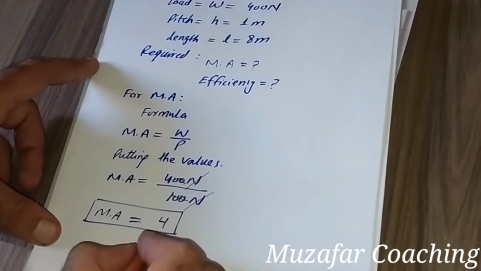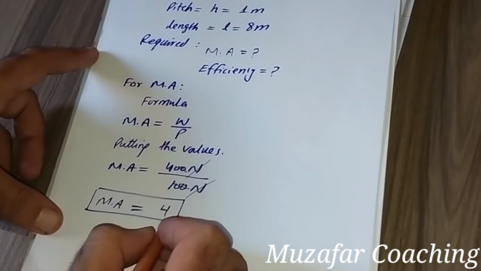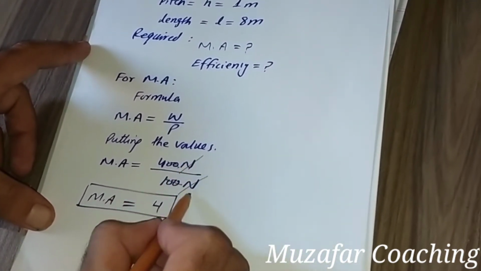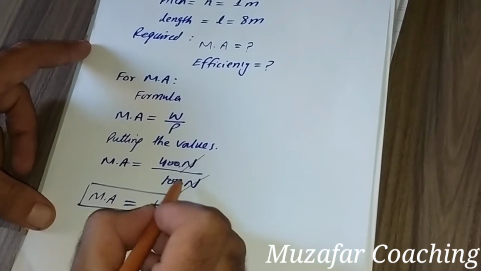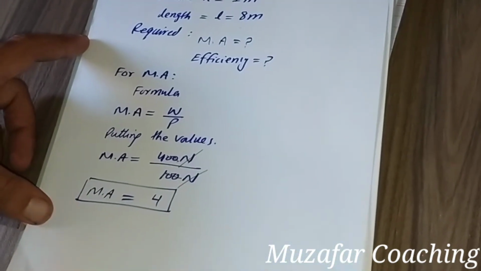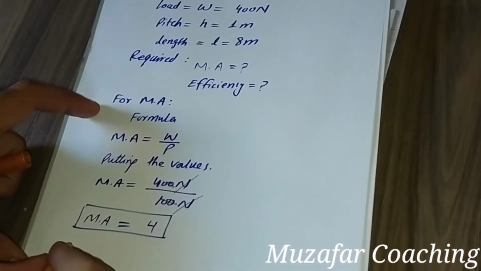Some of you might ask what is the 4 over here, and what is the unit of mechanical advantage? We know that mechanical advantage has no unit, as it is the ratio of two like quantities. The units cancel out, so that's why it is only 4. Now we have to find the efficiency, the second part of this question.